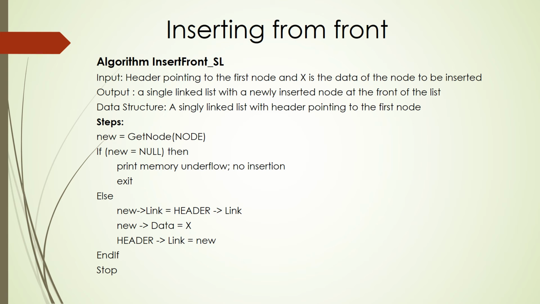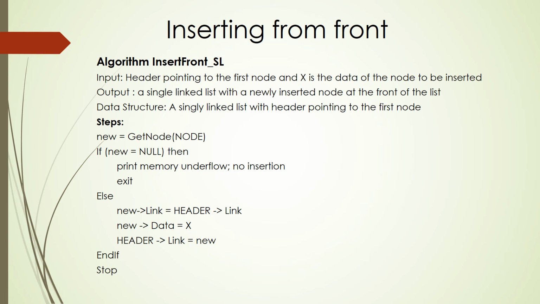One is a pointer and we call it header, which stores the starting address of the linked list. Second one is the data that you actually want to insert into your newly created node. So what will be the output? The output is that you will still have a single linked list with the newly inserted node at the beginning of the list. After the process is completed, the header will be pointing to your newly created node. The data structure remains the same, which is a singly linked list, and you have header pointing to the starting position of your linked list.